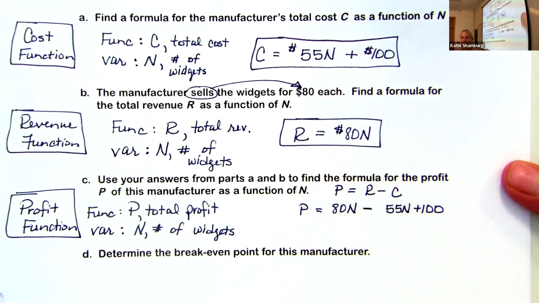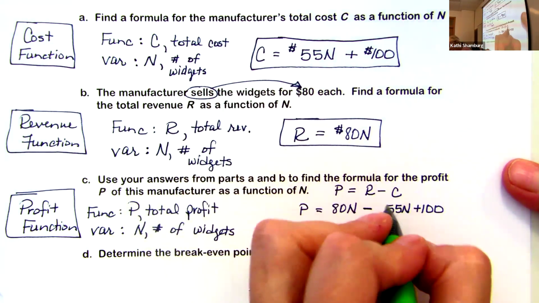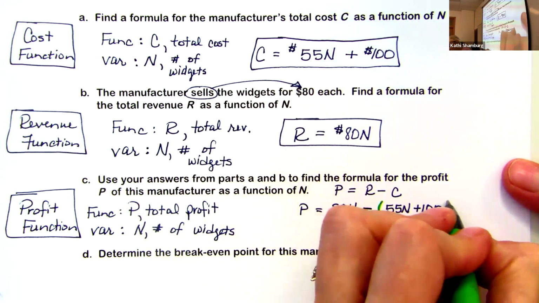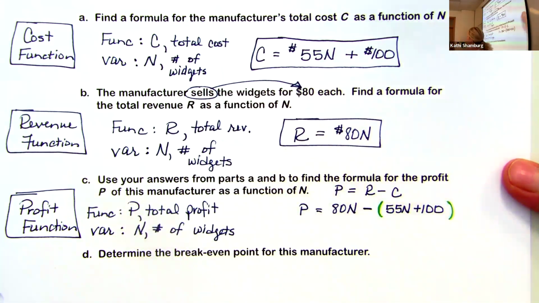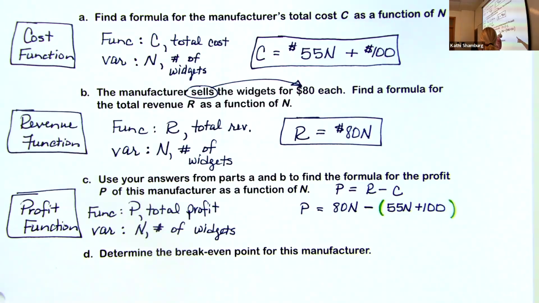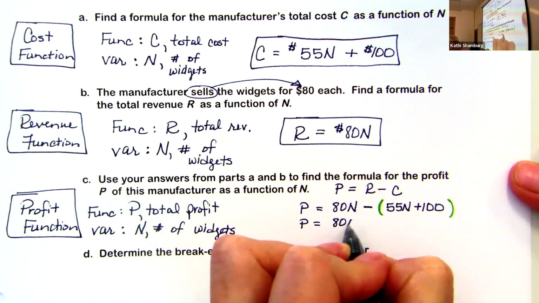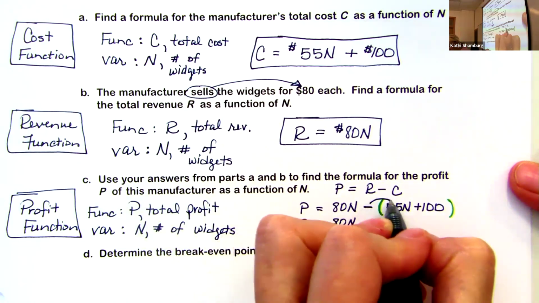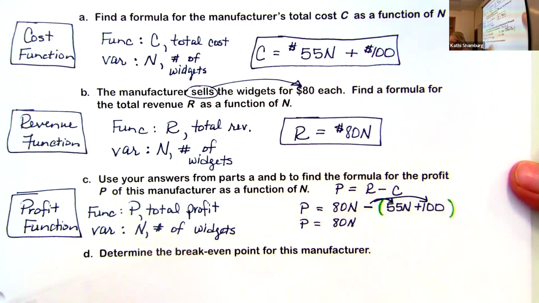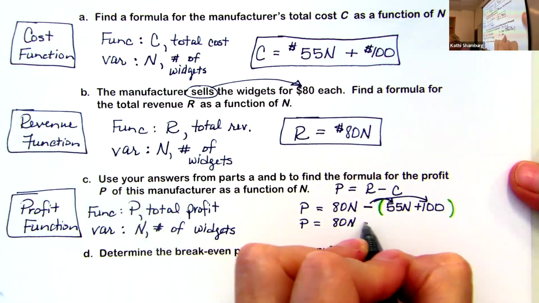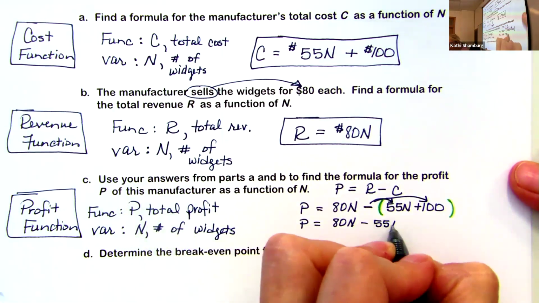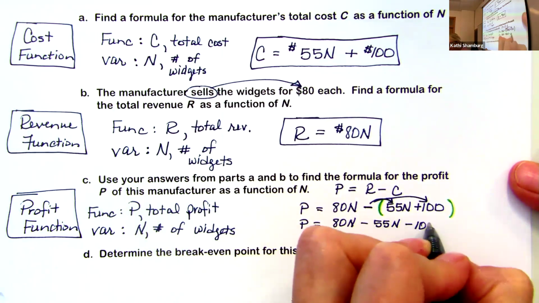But here's where you have to be careful. You have to put your cost function in parentheses because it has to represent that you're subtracting all of that. And if you don't put it in parentheses, you are only showing that you're subtracting 55N. Because what we will do is we have our 80N, and then we're going to distribute this minus sign through. So we will take minus 55N and then minus 100.